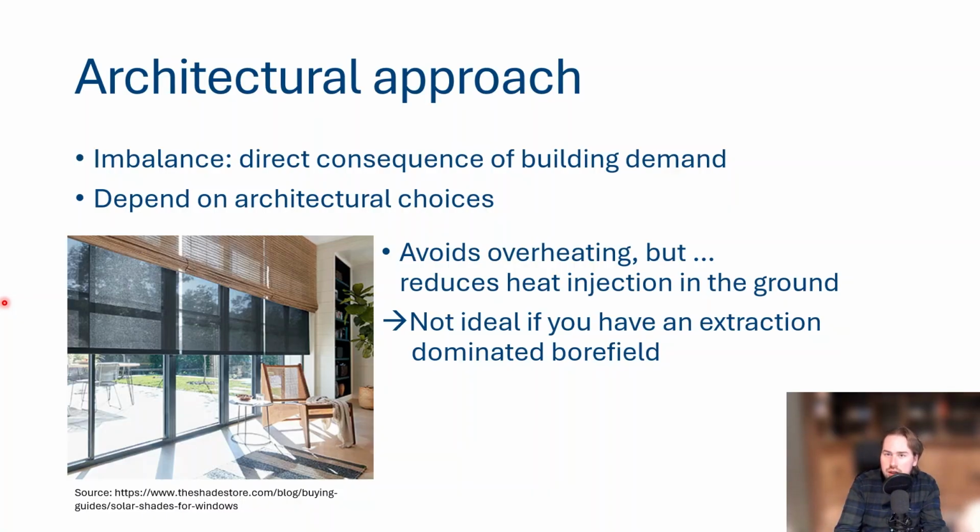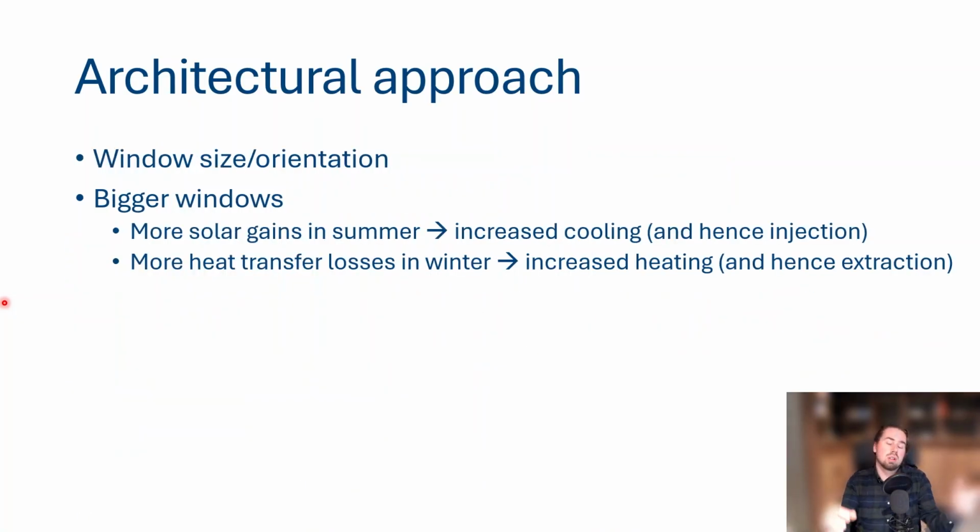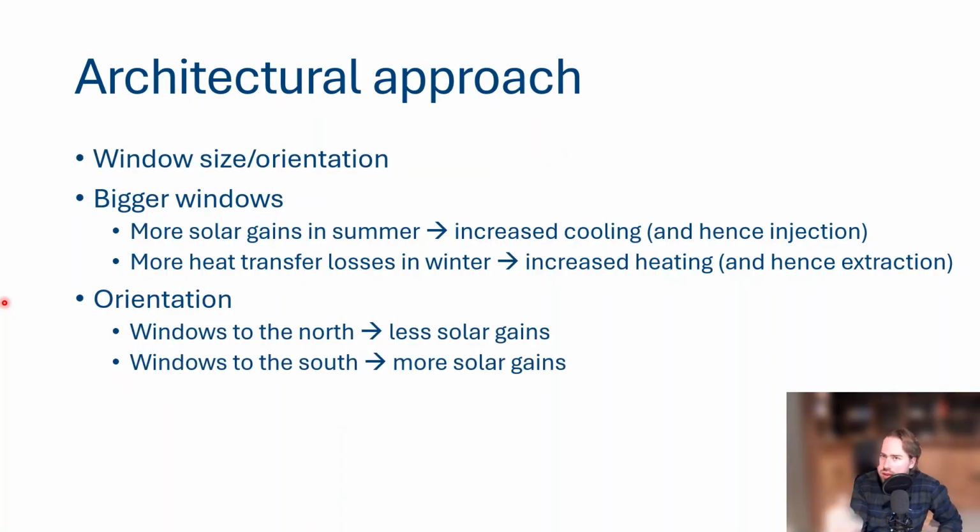This is only one of the many architectural design choices that influence our demand profile. Typical questions are window size and orientation, where bigger windows will lead to more solar gains in the summer, so a higher cooling demand, and hence more injection into the ground. But of course in winter, having a bigger window will lead to more heat transfer losses, increasing the demand for heating and hence the energy extracted from the ground. What is also important in this window debate is where the windows are placed.